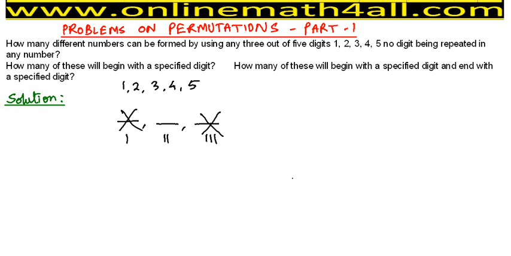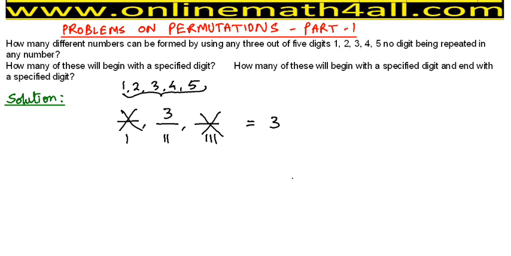So I have to fill only the middle place, that is the second place. Do remember, out of these given 5 digits, 2 digits have already been taken for the first and third places. So we'll have only 3 digits remaining for the second place. I write 3 here. And here we don't have to multiply, because we have only one number. So the result is going to be 3.